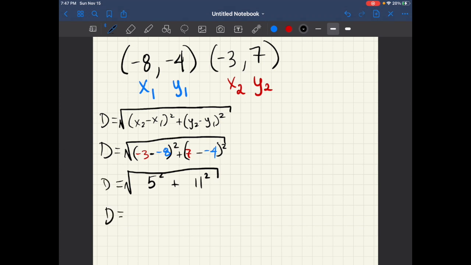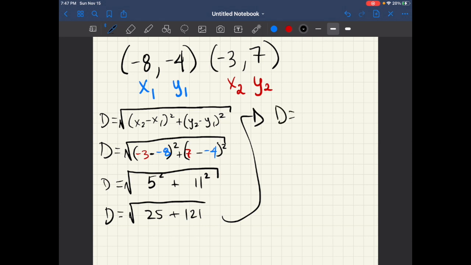So 5 to the second power is 25, plus 11 to the second power is 121. So I'm going to finish this up here. 25 plus 121, that's going to give me 146. I'm taking the square root. So the square root of 146 is going to give me approximately 12.